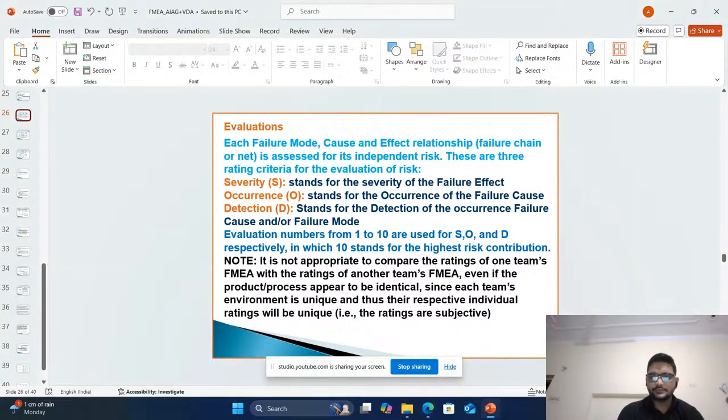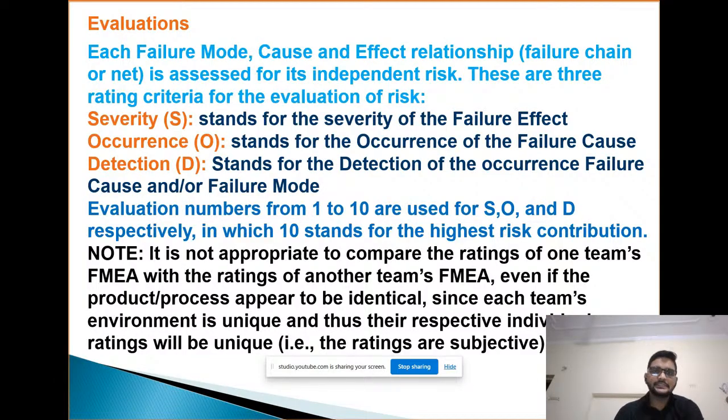Today we are going to discuss the evolution of risk, like the severity table, occurrence table and reduction table of the VDA and AIAG versions. In this session we are going to discuss in detail the evolution of risk: what is severity, what is occurrence and what are reductions, and what their tables are. Meaning the severity tables, occurrence tables and reduction table. And in detail we are also going to discuss the action priority.